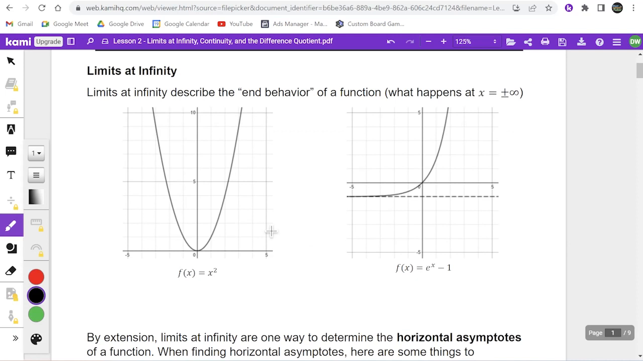So limits at infinity describe the end behavior of a graph. But what does that mean? It means that if I have the graph all the way to the left, I only have on the graph -4, that's as far as I go. Maybe -5, but it's already off the graph. But if you were to extend this graph to negative infinity eventually, your graph is approaching positive infinity from the left. It's also approaching positive infinity from the right.